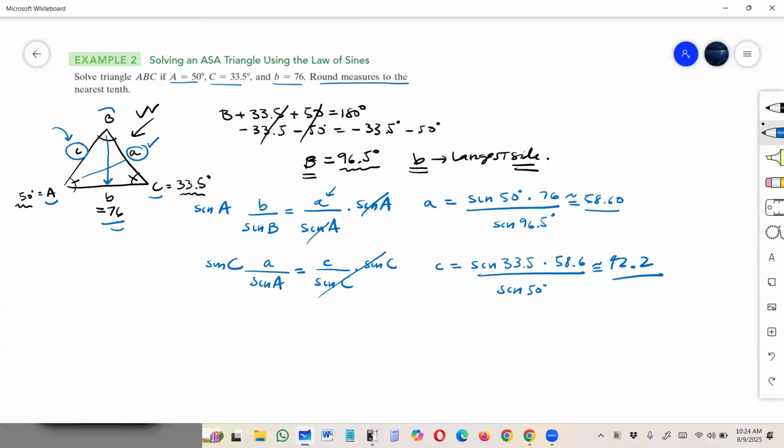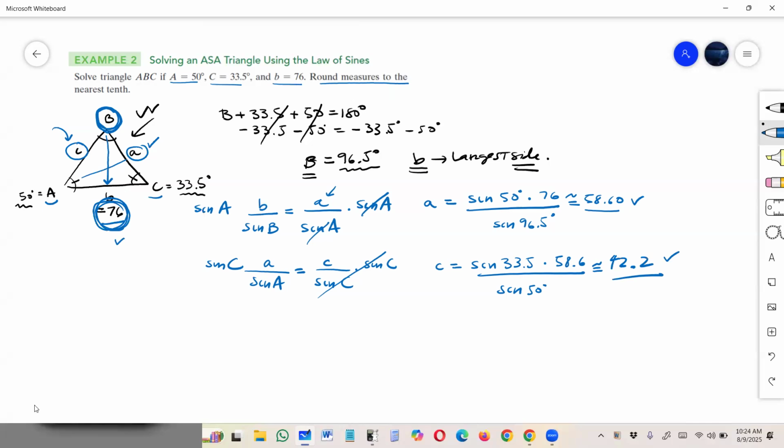And then we check, all right? We have to check. The check is sufficient if you just check that the largest angle has to be opposite to the largest side. Now, in this case, B is 96.5 and the side b is 76, and that checks because c and a have to be smaller. And they are, so we're good. We solved the triangle, we found all of the angles and all of the sides.